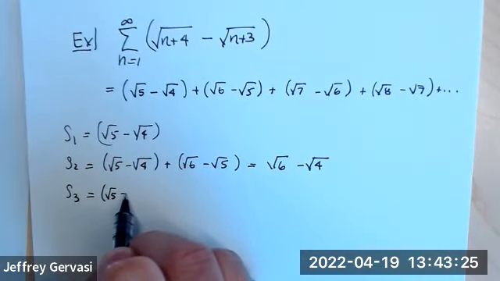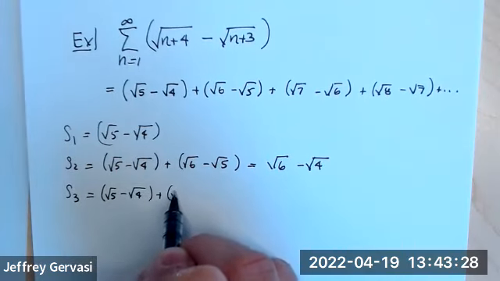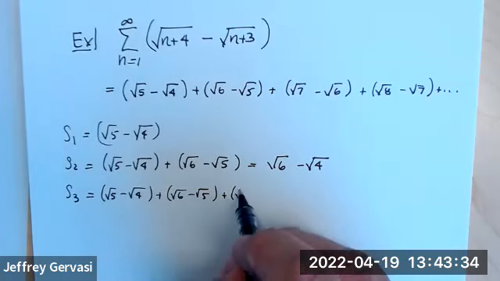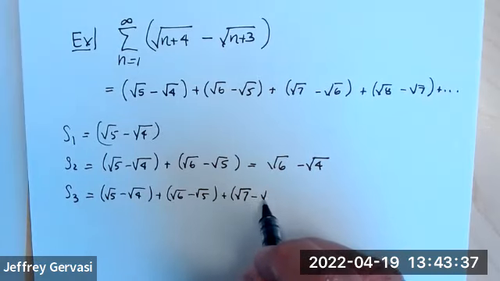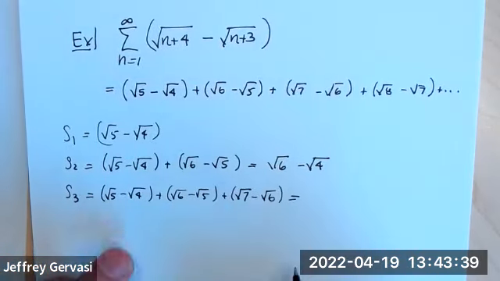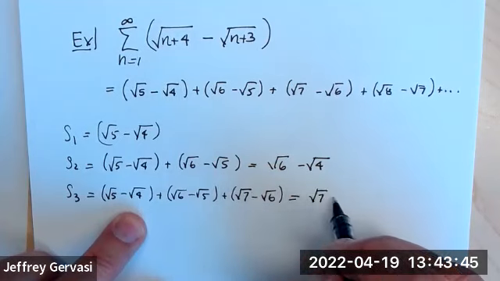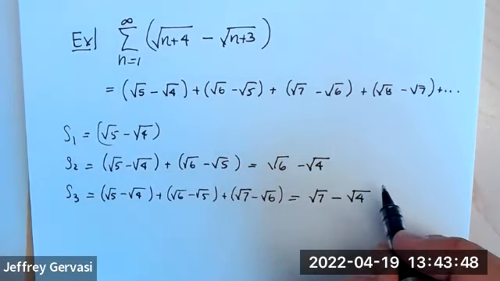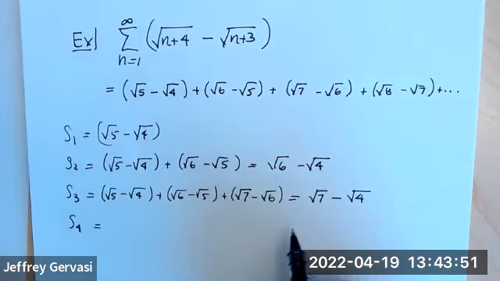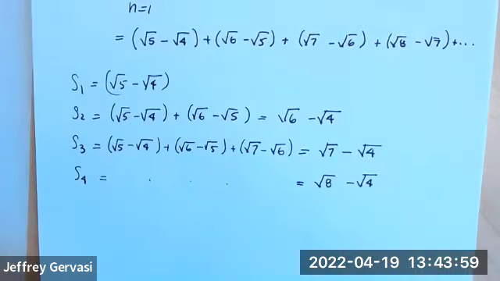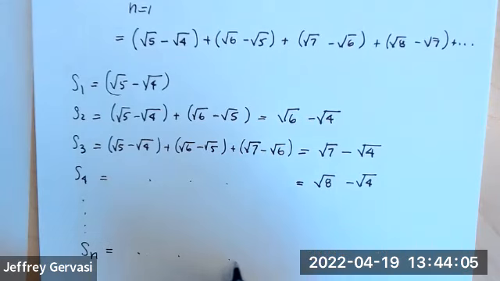And so on. Okay, here, let's see, the square root of 5's cancel again. The 6's are out. Looks like we're going to have the square root of 7 minus the square root of 4. Okay, in a similar way, the fourth partial sum. Okay, and I bet you detect a pattern, gang. Can we figure out the general term? What would the general term be?